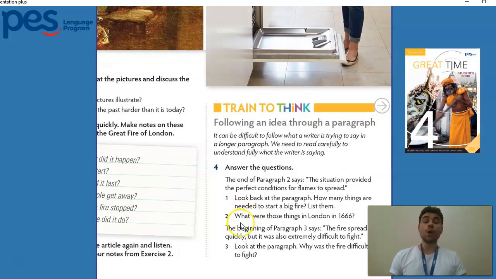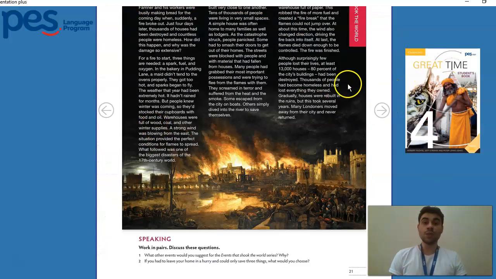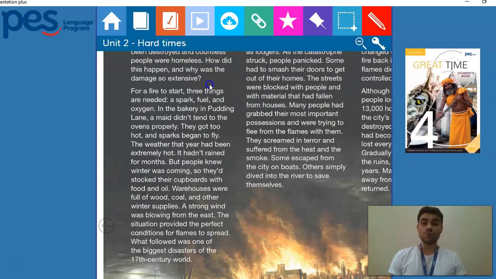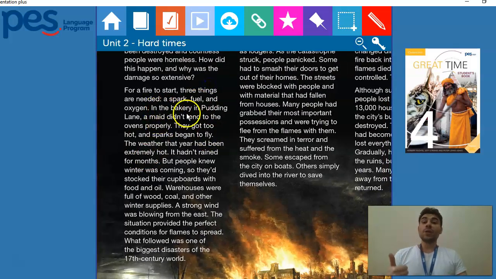We need to say, what were those things in London in 1666? What was the spark? What was the fuel? And where did the oxygen come from? Let's go back to paragraph 2 and check these answers. In the bakery in Pudding Lane, a maid didn't tend to the ovens properly. Remember ovens, where we put the bread to bake.